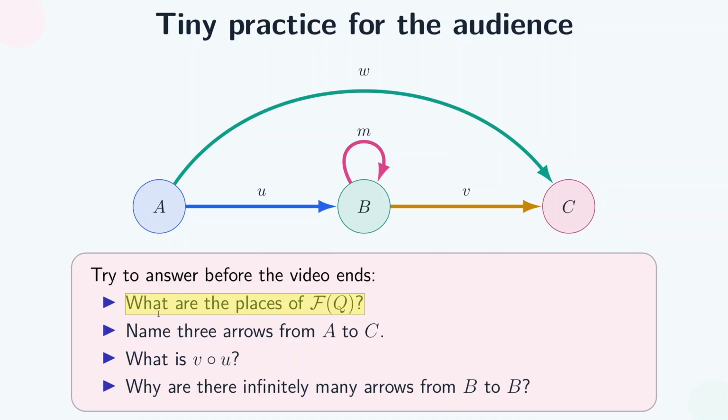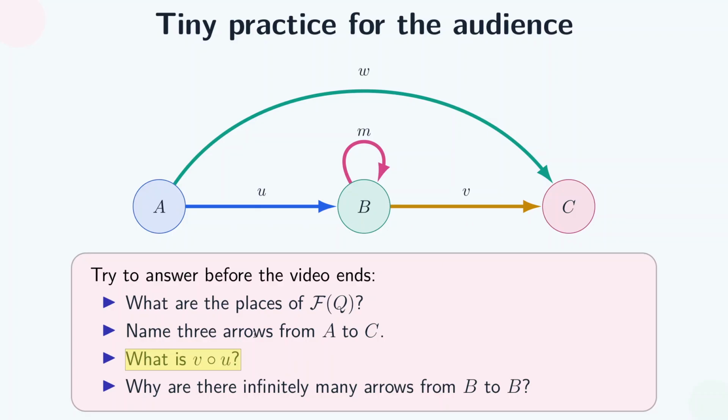The second question asks for 3 arrows from A to C. This invites us to think in terms of paths. We should look for all directed paths that begin at A and end at C. Some may be length 1, some may be longer, and every such path becomes a morphism in the free category. The third question asks, what is V composed with U? That means, first follow U, then follow V. So we must concatenate those 2 arrows and obtain the corresponding path from A to C.